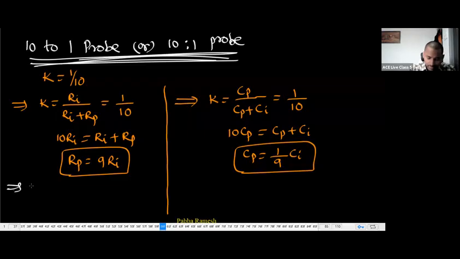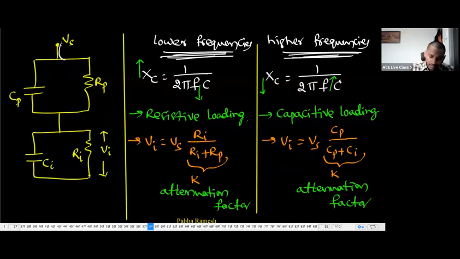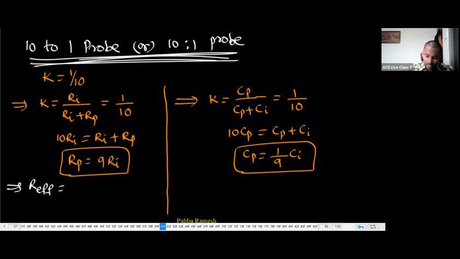If I'm taking only the resistor load, what is the R effective, meaning R total? The resistors are coming in series, already told you. Therefore, what is the formula? Ri plus Rp. Rp is equal to 9 times Ri. So therefore, Ri plus 9 Ri. Therefore, R effective is equal to 10 times Ri.